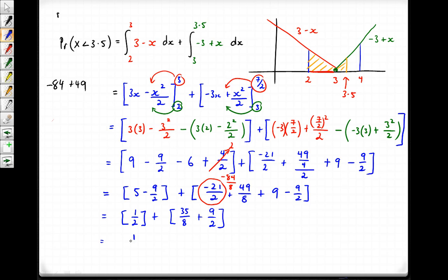So we're going to have, this is a half, plus 35 on 8, plus 9 on 2. I have a feeling I might have got that wrong at some point.